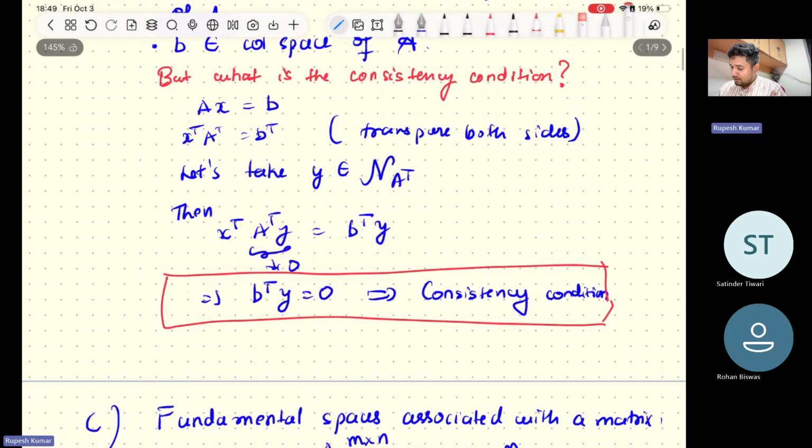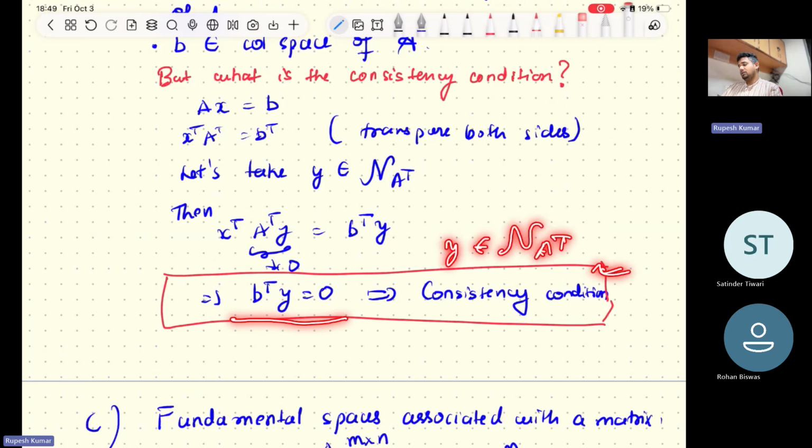This gives you A transpose Y is essentially 0. So this gives you B transpose Y equals to 0. Now, if you want to have a consistent solution, you need to ensure that B transpose Y equals to 0, where Y belongs to null space of A transpose. So this is the condition for consistency, right?